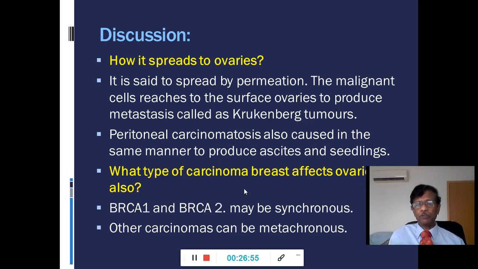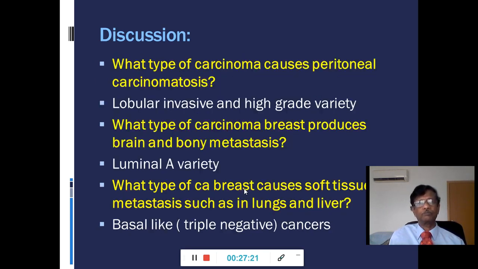What type of carcinoma of breast affects the ovaries also? BRCA1. Yes, in BRCA1 and also BRCA2, they may be synchronous, that means simultaneously present, or sometimes need not be. But other carcinomas can be due to metastasis, so they can be metachronous, that means developing after 6 months of the first breast carcinoma.